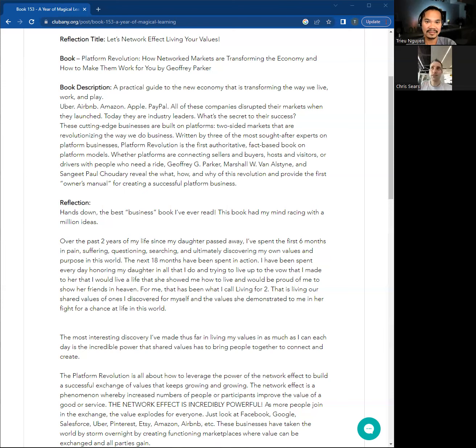And really that's the basis of the idea of Clubany: network effecting, building a platform where people can come in and exchange their personal values together, and connect and exchange that, to help them discover meaningful work and build meaningful relationships, and create meaningful work and create meaningful relationships.